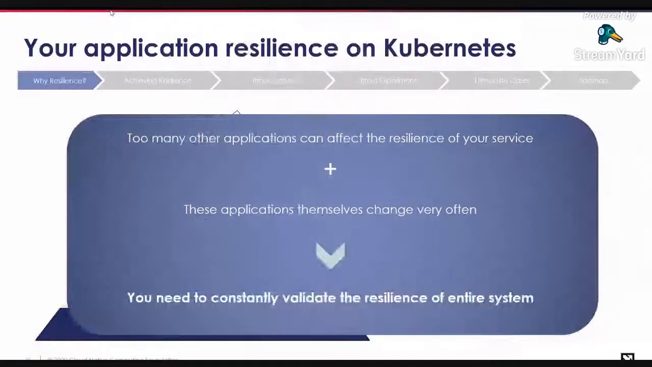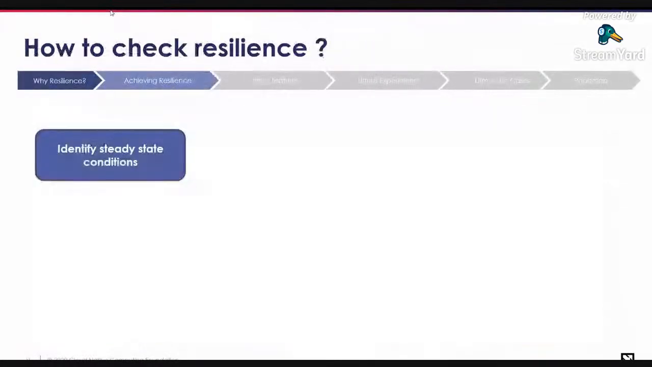Too many applications, as you know, to build a system or to have an architecture, you need multiple applications working together, and that can affect the resiliency of your system. So what you need to do is constantly validate the resiliency of your system. You need to constantly keep a check on it. So how do you check your resilience?